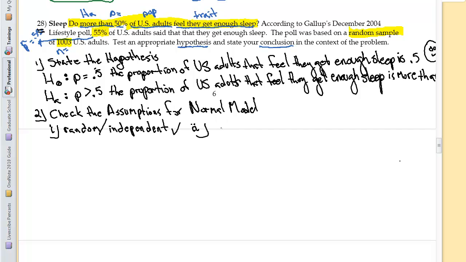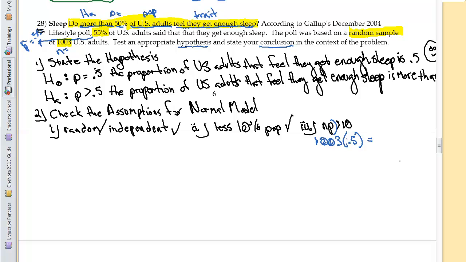Two, of course, is the less than 10% of the population. If I throw a 0 on here, I get 10,000 U.S. adults. There are certainly more than 10,000 U.S. adults, so that assumption is met. All right, and then the third thing that we're going to look at is our sample size. The first part of that is n times p has to be greater than 10. So I do have that my n is equal to 1003. My p is equal to 0.5.